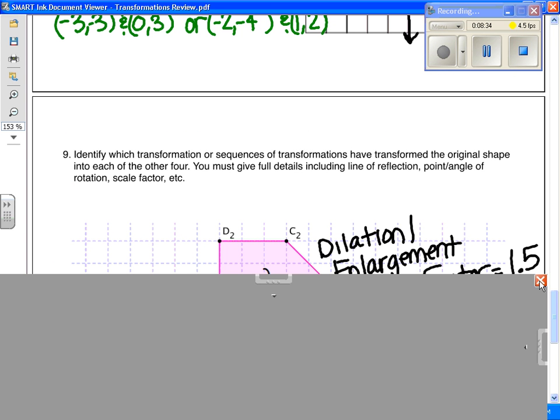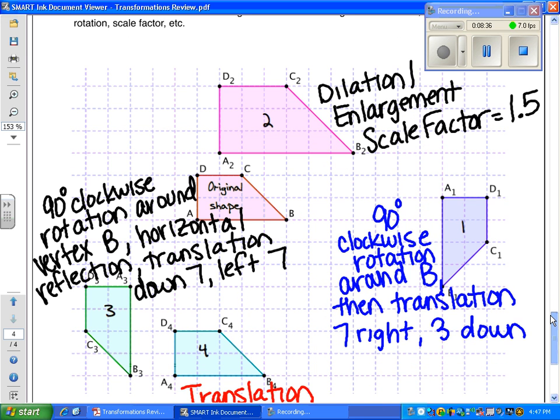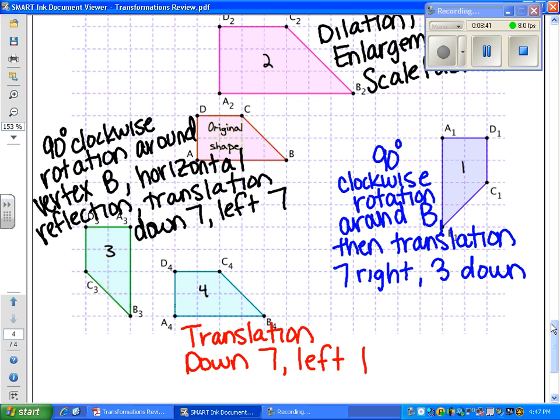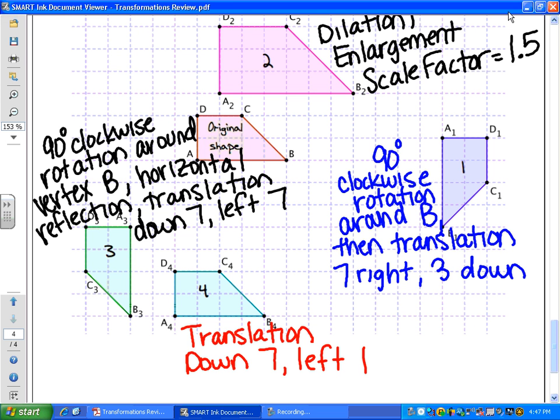All right, final problem. We have an original shape in red in the middle, and we need to be really specific and explain or say how we can get to any of the others. So the first shape, shape 1, one possible way to get there is a 90-degree clockwise rotation around point B, and then you can translate it 7 units right, 3 units down. On all 4 of these, yours might be different, and that's okay. I will be checking each individual answer when we get to the test.